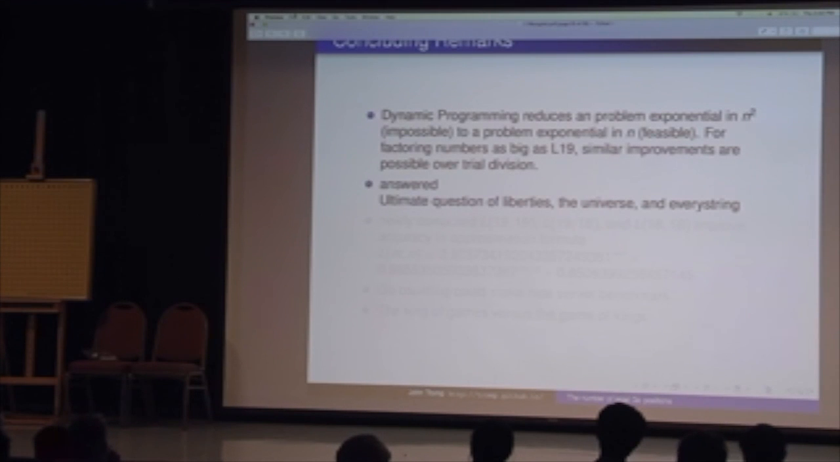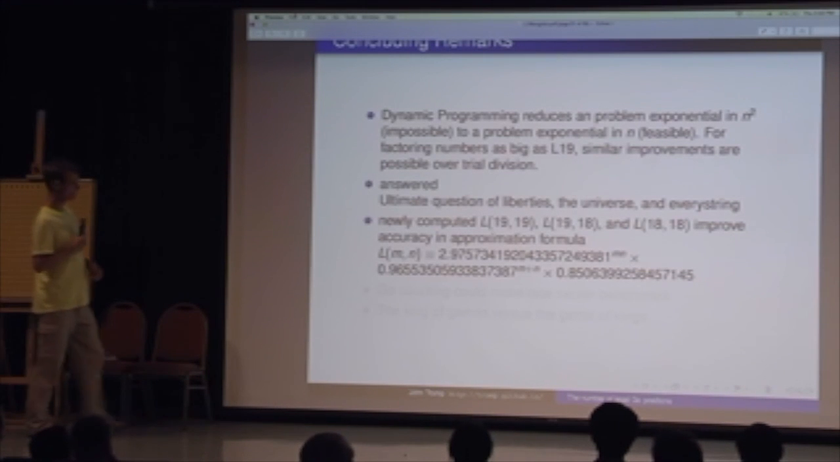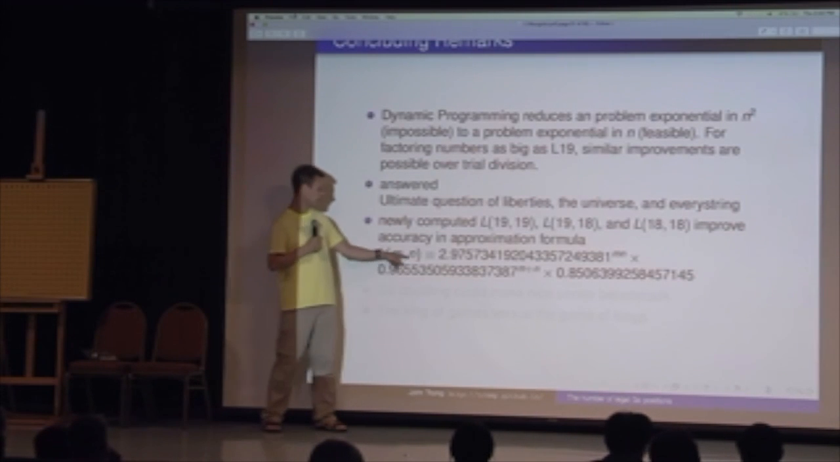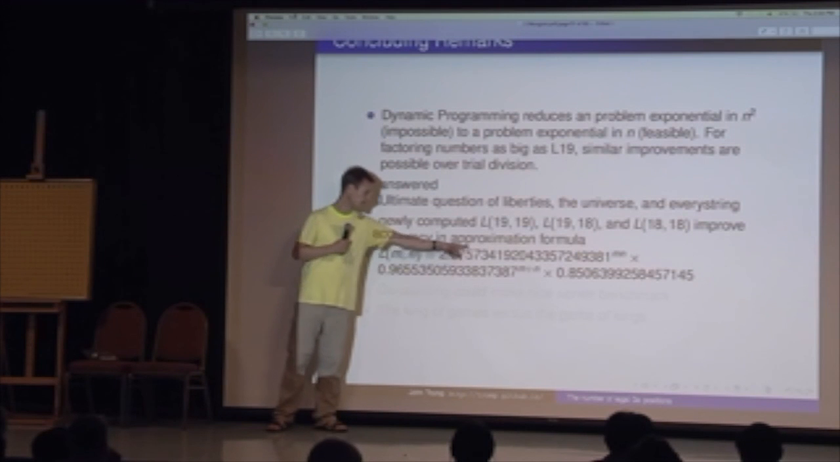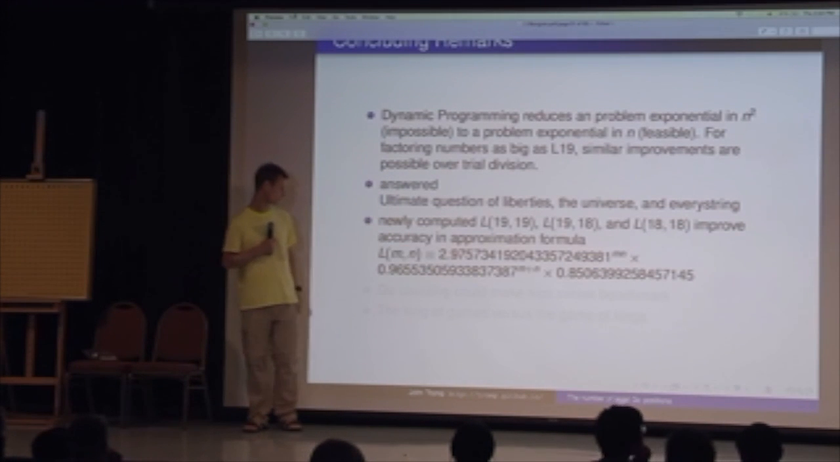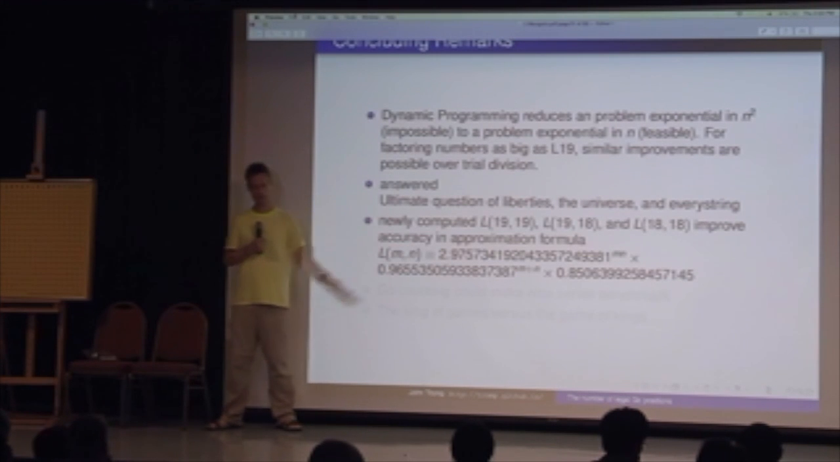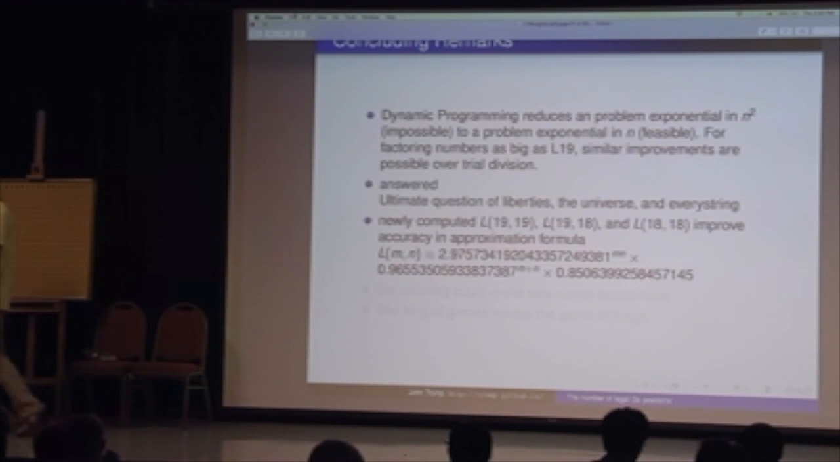I answered the ultimate question of liberties, the universe, and every string. And this is the latest version of the approximation formula. So we can say that the number of legal positions on an n by n board is accurately described by this formula. So if you plug in 100 by 100, you will get something that is amazingly correct, like in the first 15 digits.